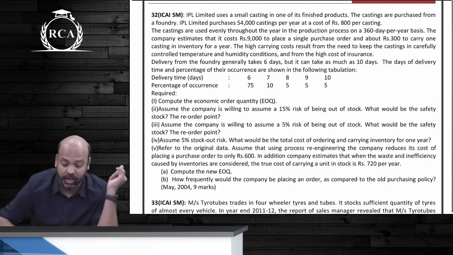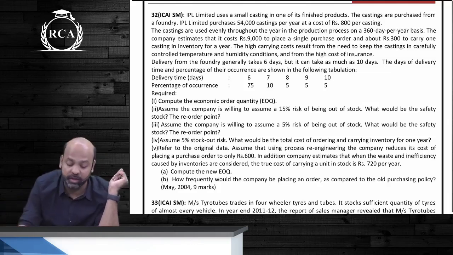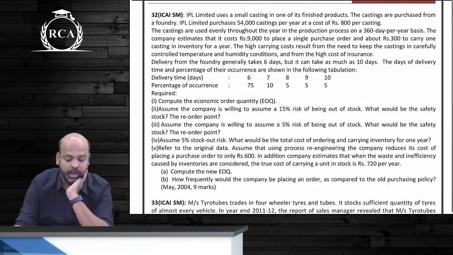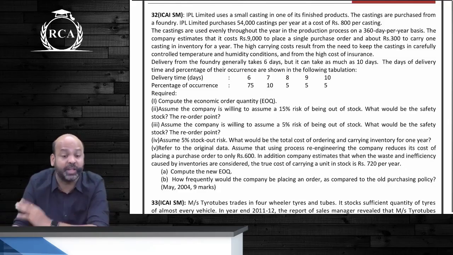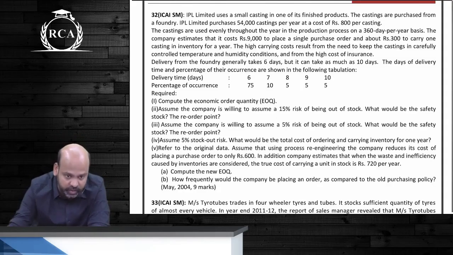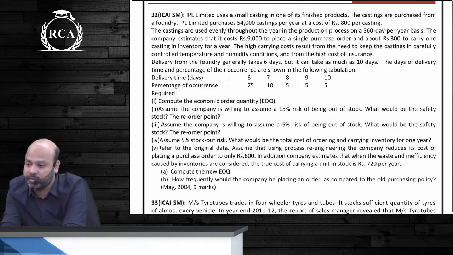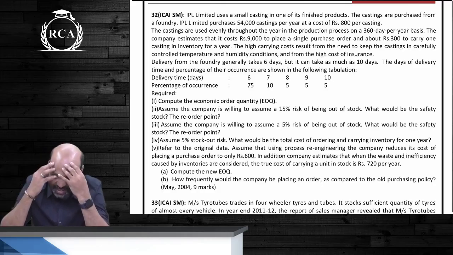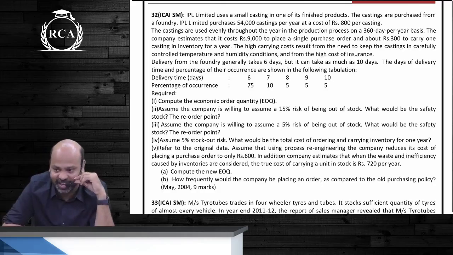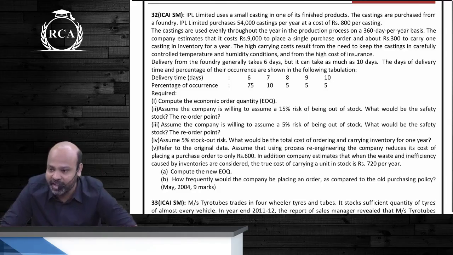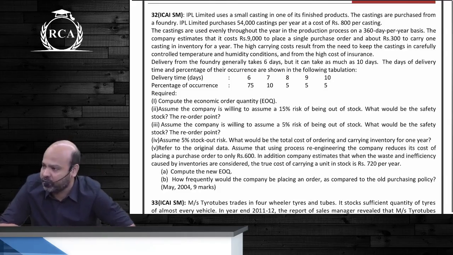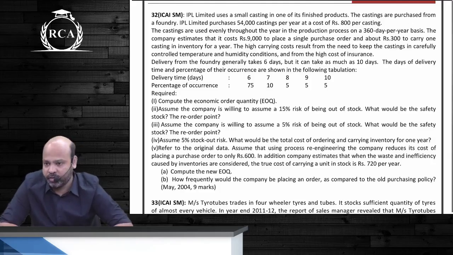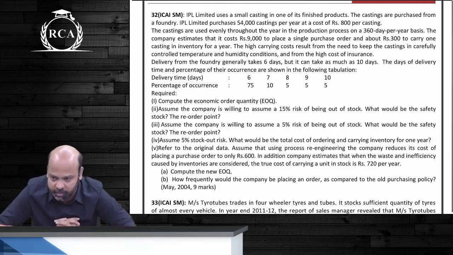The days of delivery time and percentage of their occurrence are shown in the following tabulation. In 75% of the cases, the delivery took place in 6 days. In 10% of the cases, the delivery took place in 7 days. In 5% of the cases, the delivery took place in 8 days, 5% 9 days, 5%. So this is based on past experience. Are we clear about this?